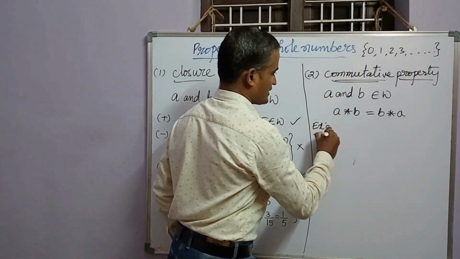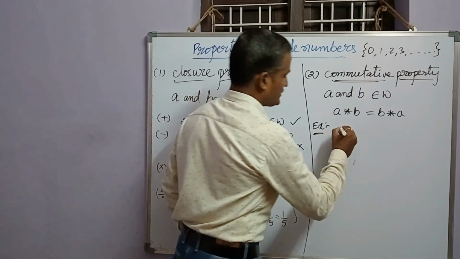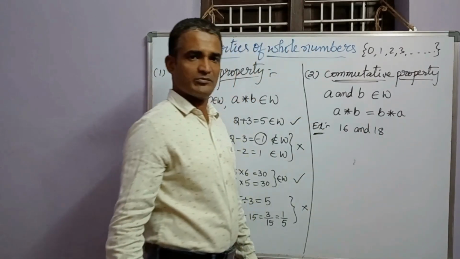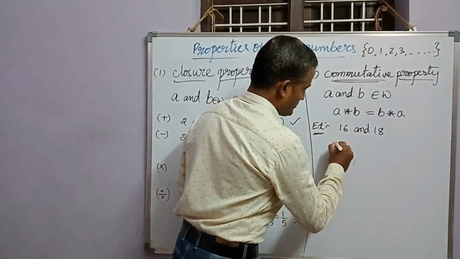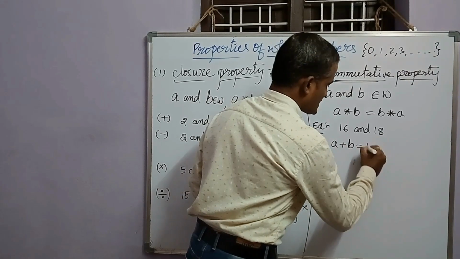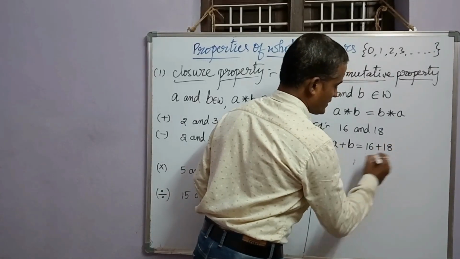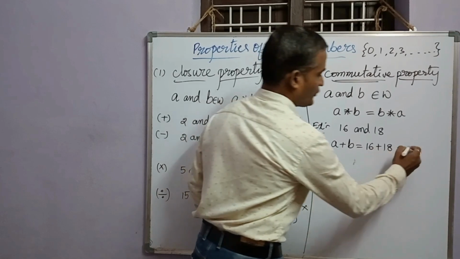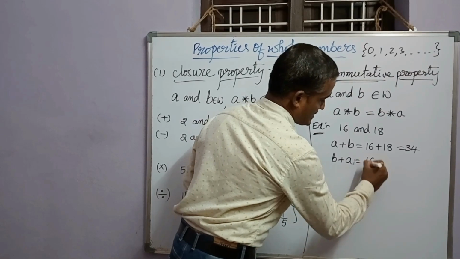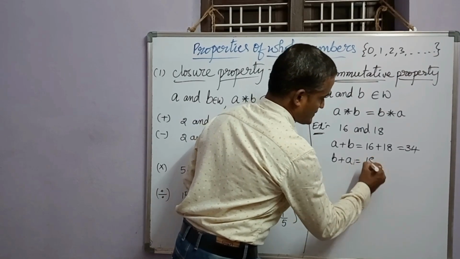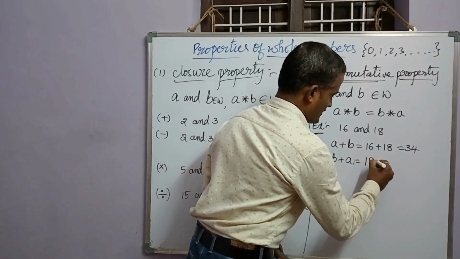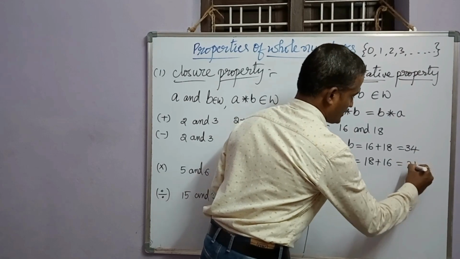Under addition first we will check it. We take just 16 and 18, the two numbers. Select A and B, and check A plus B. What is the answer? A plus B, 16 plus 18, the answer will be 34. Now B plus A, 18 plus 16, which is equal to 34.